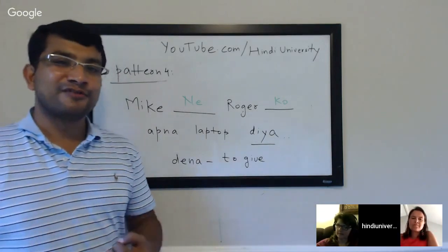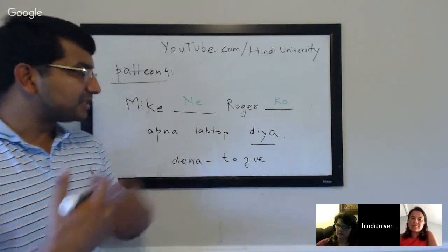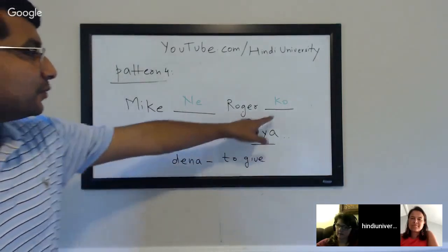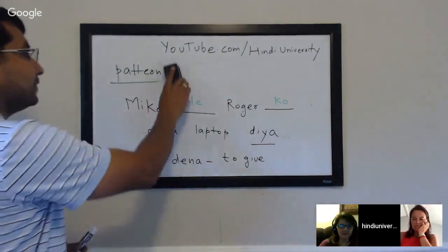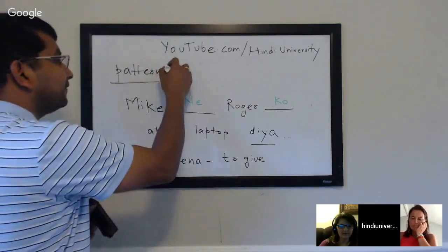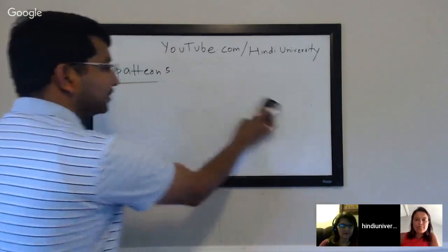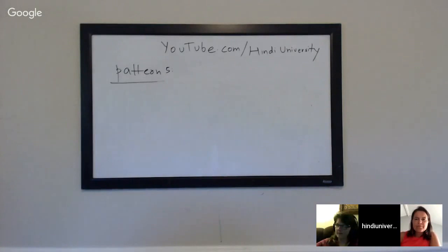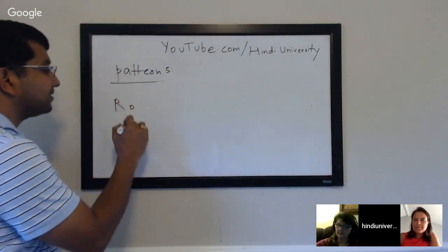Okay, and again, if you recall from the last class, if someone is giving something and whoever is receiving it, there will be a post position called ko. So that's our pattern number 4. Okay, now I'll start with the next one, which is pattern 5. And again, this question is for folks watching live on Facebook. Okay, and this is like Roger got the laptop and he placed it on a table.